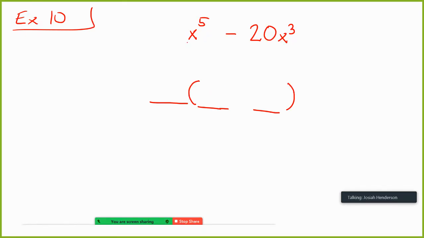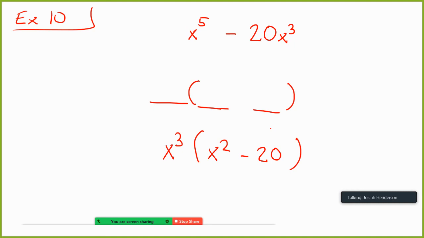Are you ready? Yeah, I think I got it right. What'd you get? x to the 3rd power for the first spot, and then in parentheses, x to the 2nd power minus 20. Very good. Yep.